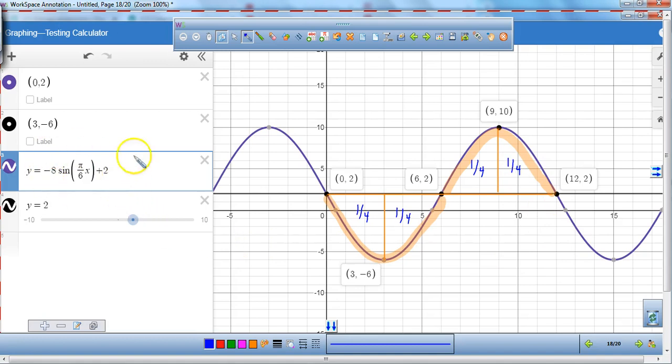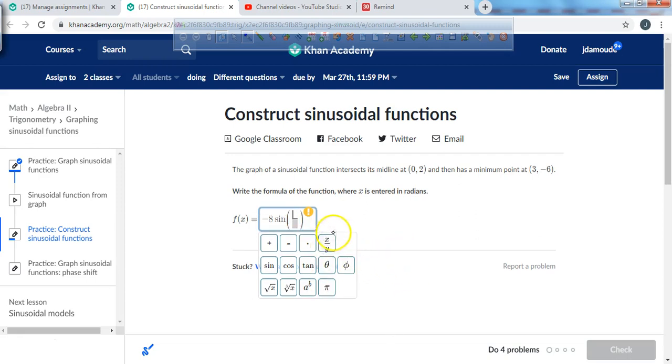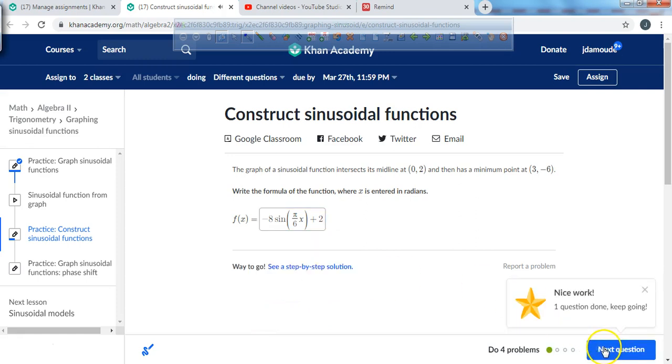Now I feel pretty confident that I'm going to type this in and get the answer right. So I'm going to go to Khan Academy and type it in. Negative, type in the number 8, hit sine, open up a parentheses, make a little fraction, type in pi over 6, go to the right, hit x, go to the right, and finally put plus 2. And voila, got the answer right.